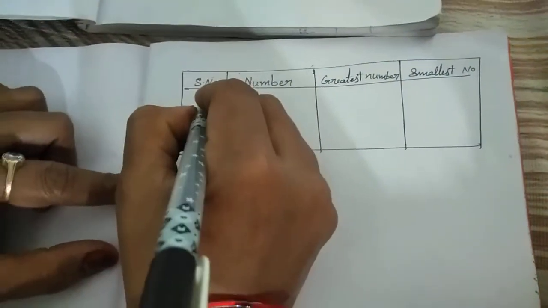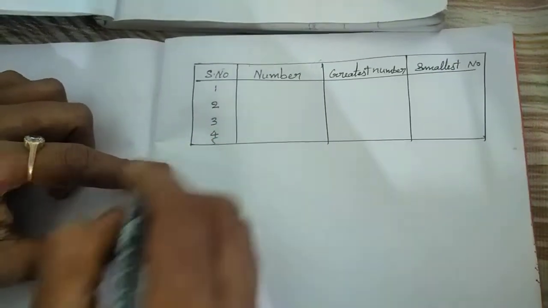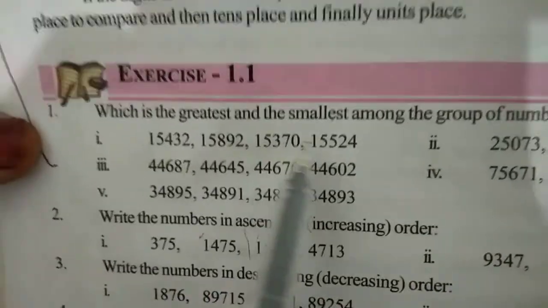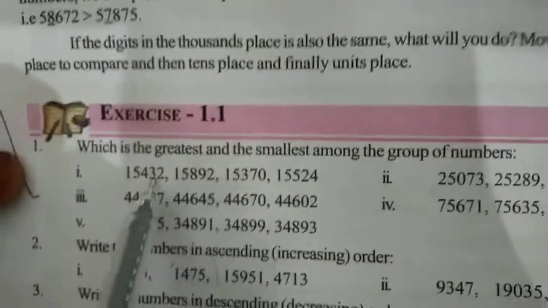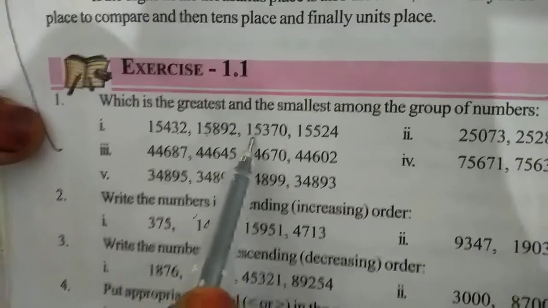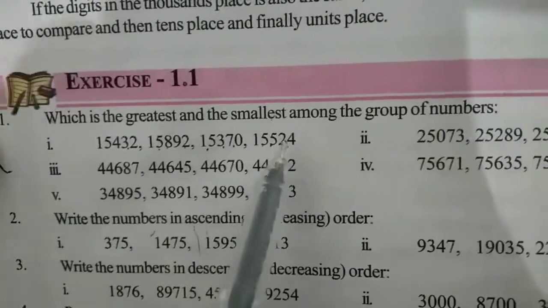So like this, you are having 5 problems. You have to do like that. Okay, write like that. Numbers. So you are having in your textbook, this is the first problem. 15,432, 15,892, 15,370, 15,524. Now, I am writing these first numbers here.